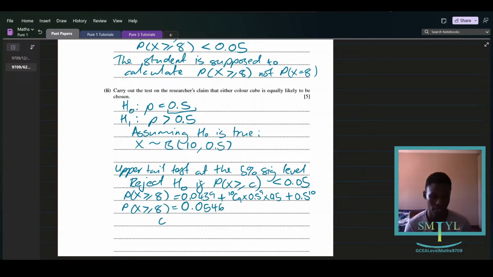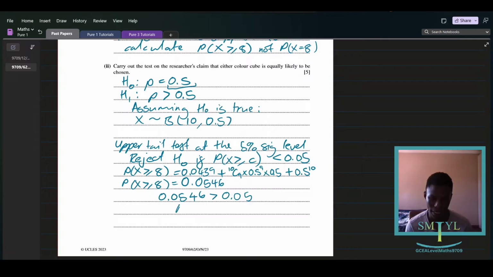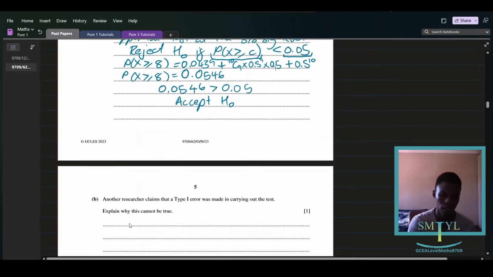0.0546. So 0.0546 is greater than 0.05. As a result, it means that we are accepting H naught. Accept H naught. Since our rejection rule says that we're only going to reject H naught if the probability that X is greater than or equal to C is less than 0.05. In this case, it's greater than. So we're going to accept H naught.